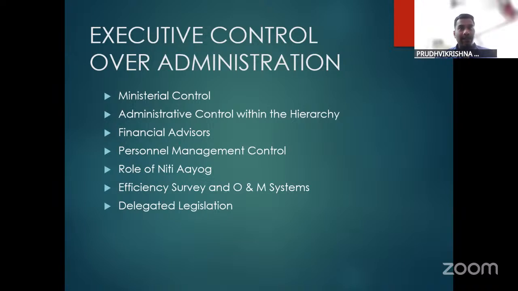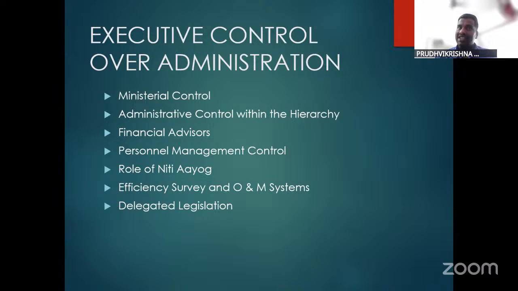Okay, here the Prime Minister is the ex officio chairman of the Niti Aayog. The permanent members of the governing council are the chief ministers of all the states, along with the chief ministers of Delhi and Puducherry, and lieutenant governors of Andaman and Nicobar, and the vice chairman is nominated by the Prime Minister. Okay. Next is efficiency survey and organization and management and organization and method systems. Okay. Economic survey is what we call an important tool over administration.